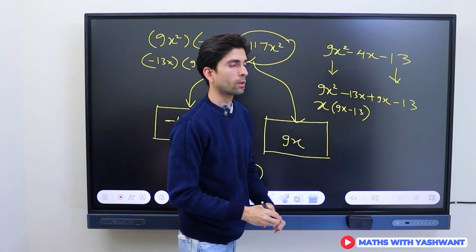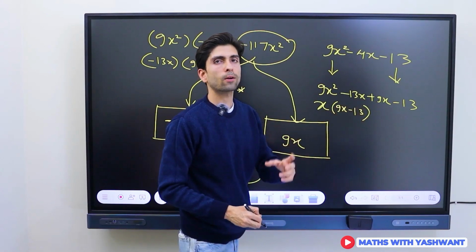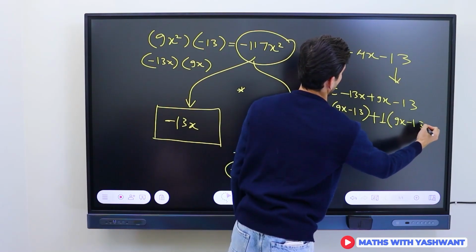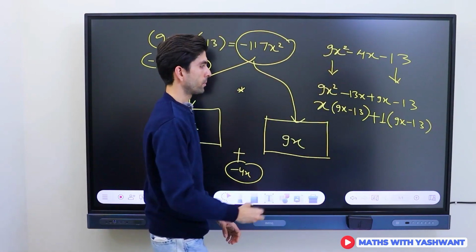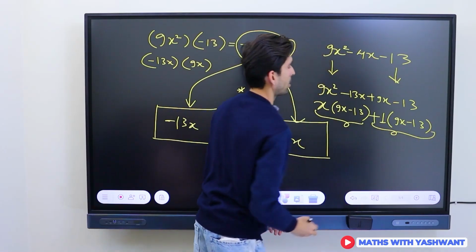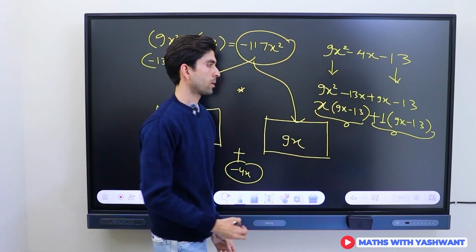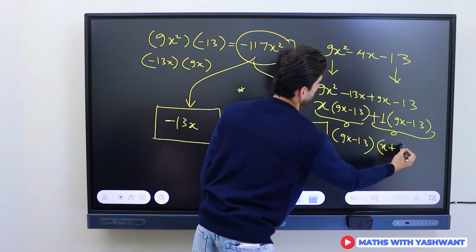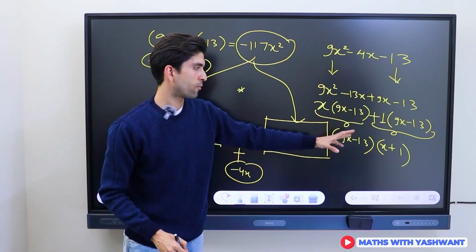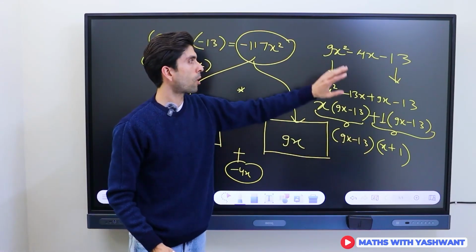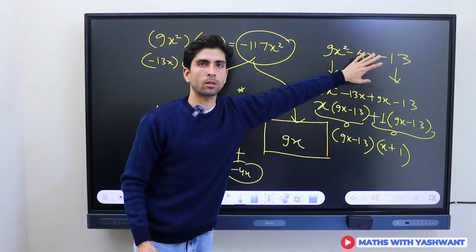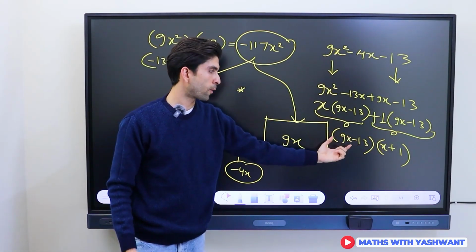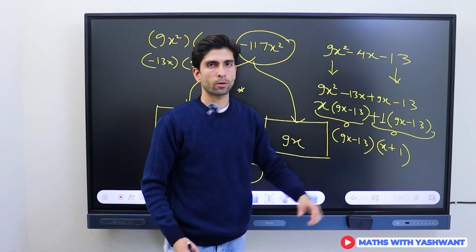For the second two terms, nothing can be taken common, so 1 can always be taken common. So we take 1 common from the last two terms, we get 9x minus 13. Now, from these two terms, we can take 9x minus 13 common. If we take 9x minus 13 common, we are left with x plus 1, and finally, we have factorized our expression, right? So our quadratic 9x squared minus 4x minus 13, we have factorized it as a product of two linear expressions. The first one is 9x minus 13 and the second one is x plus 1.